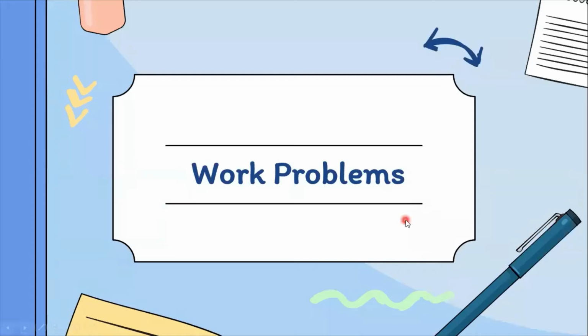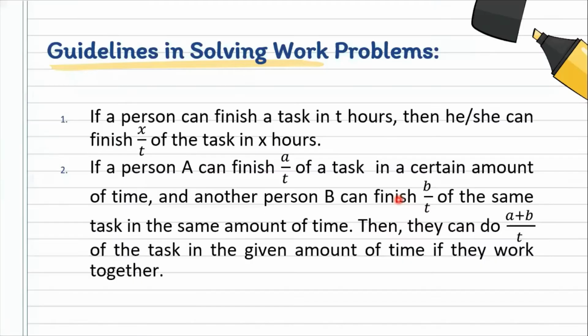Hello, students. One type of problem that can be solved using rational equations is the work problem, which involves finding the rates at which people can perform a given task individually or as a group. To solve work problems, find the fractional part of the job done by each individual.